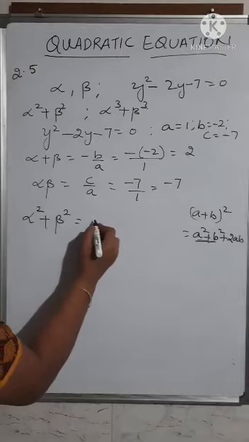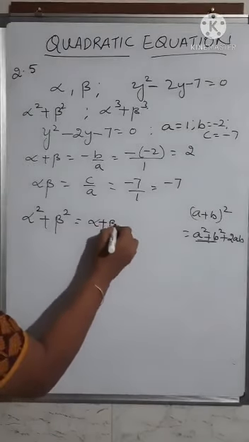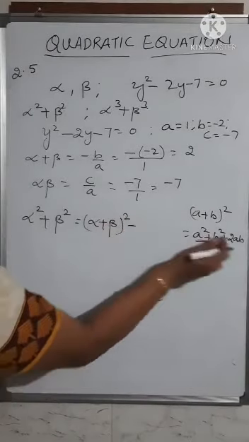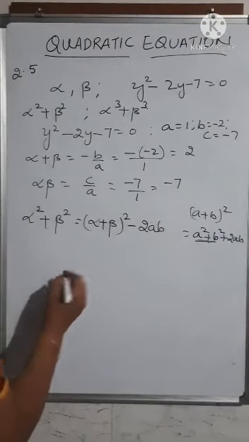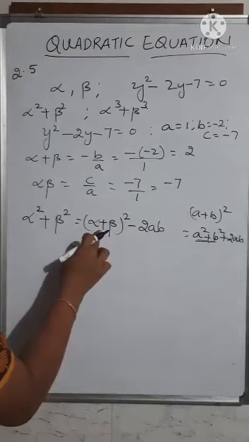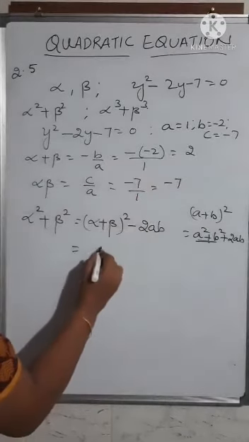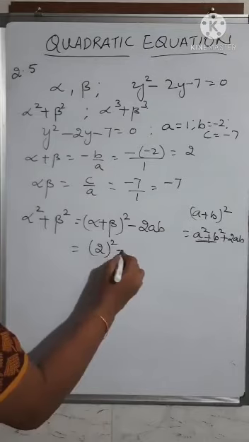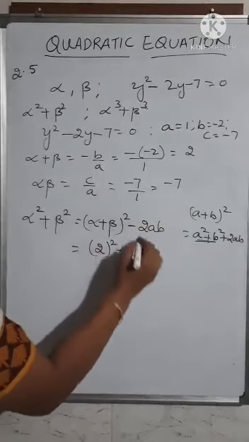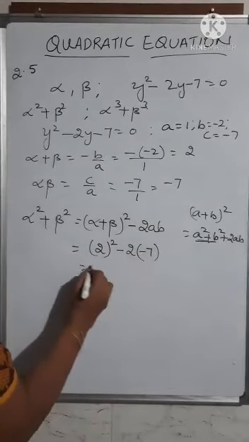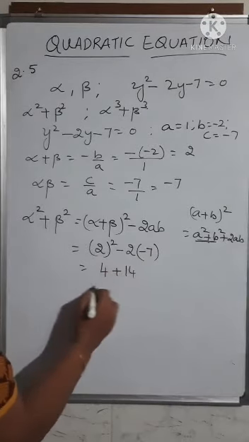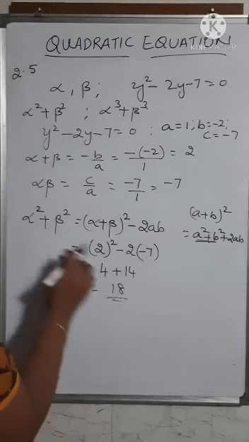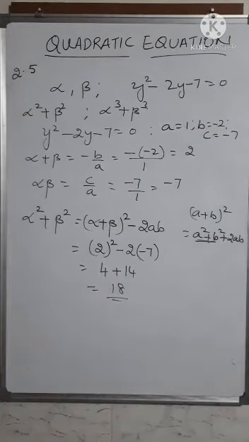So this can be written as alpha plus beta whole square, and take 2AB to the other side, you get minus 2AB. So alpha plus beta is, as you have found out, 2, so 2 square, and alpha into beta is minus 7. So you get 2 square is 4 plus 14, which is equal to 18. So like this you have to find out the value of alpha square plus beta square.